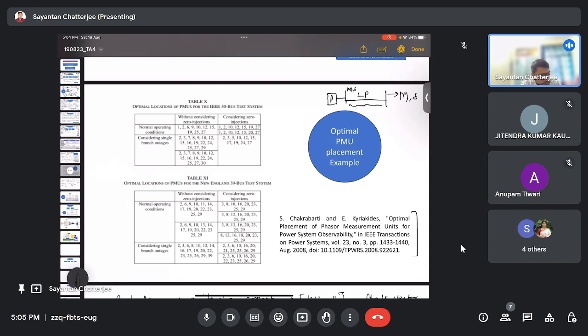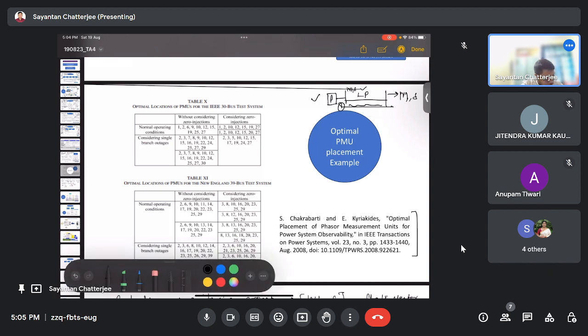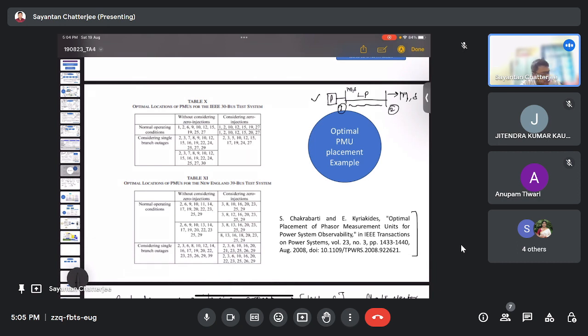So this makes the system observable. By placing a single PMU here, we can have the information of two buses: one for this bus, and the other, by using the line parameters, we can find out the drop of the system and hence find the line voltage and bus voltage. Suppose this is bus number 1 and this is bus number 2, we can have the information of bus number 2 by only having a PMU placed at bus number 1. So this is the usability of optimal PMU placement.